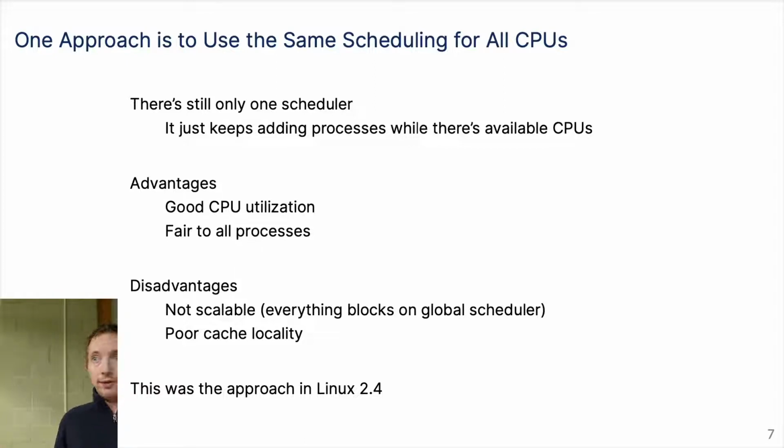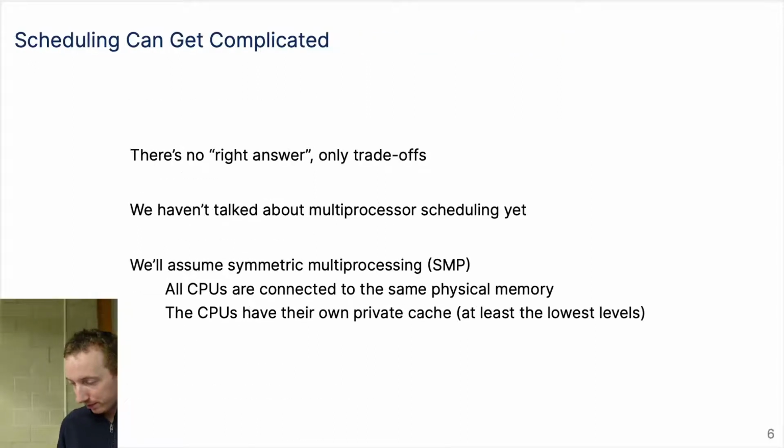But this scheduler is the first real scheduler we'll see. It was used in Linux 2.4, which, if you look at the timeline, is probably like 40 years old at this point, but this is one scheduling algorithm that was actually used. So we've seen our first real scheduler.